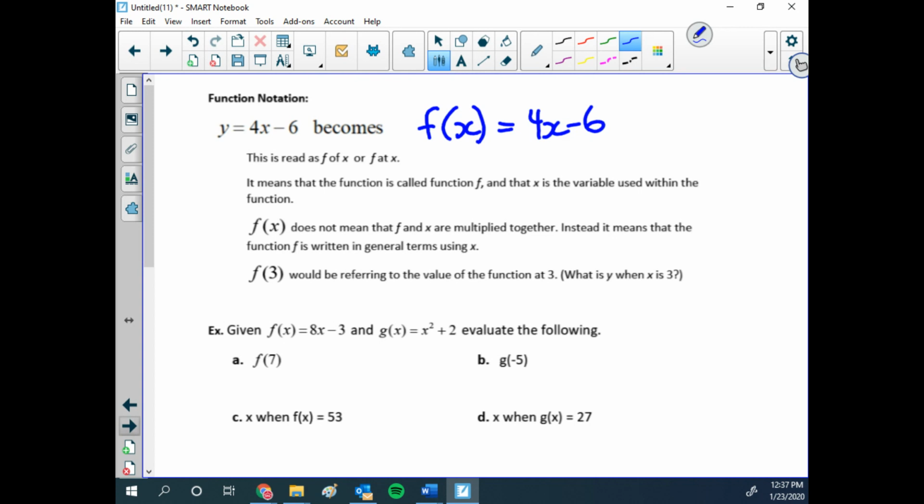And I just gave some information there. f of x doesn't mean that f and x are multiplied together. It means that f is written in general terms of x. So if I had something like f of 3, we would be referring to the value of the function at 3. So really what this is saying is, when x is equal to 3, what does the rest of that equal? So what is the y value at that point?